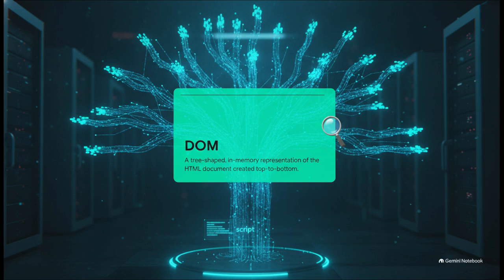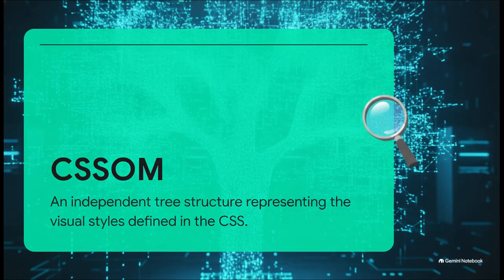But to keep things moving, modern browsers use a really clever preload scanner that actually peeks ahead in the document to fetch resources like images and scripts in the background, keeping those delays to an absolute minimum. Meanwhile, simultaneously but completely independently, the browser is parsing your style sheets to build the CSSOM, the CSS object model. This is an independent tree structure representing all the visual styles defined in your CSS.